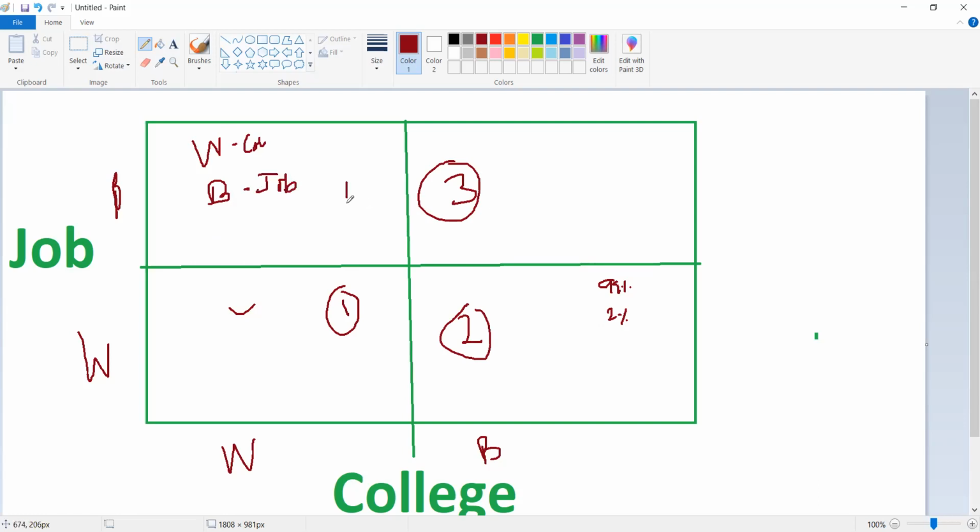So 4 possibilities, right? Now, what does each of these possibilities tell you? This possibility tells you that this guy is probably not fit, right? Probably should do something else, not do this work. This is something which is probably impossible, not possible. If you are good, you will do good in college also, isn't it? Why will you perform bad in college? So this kind of situation probably may not occur.